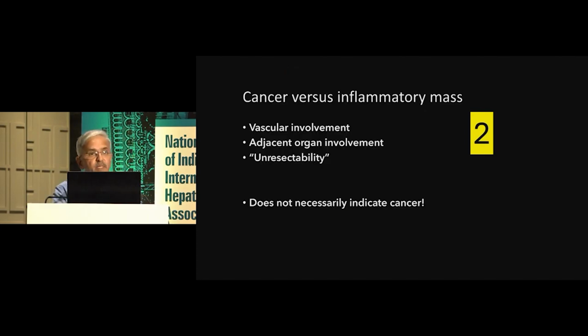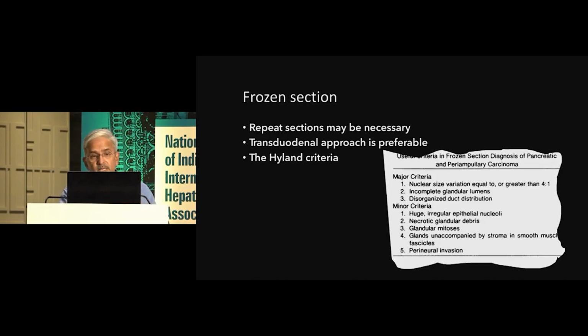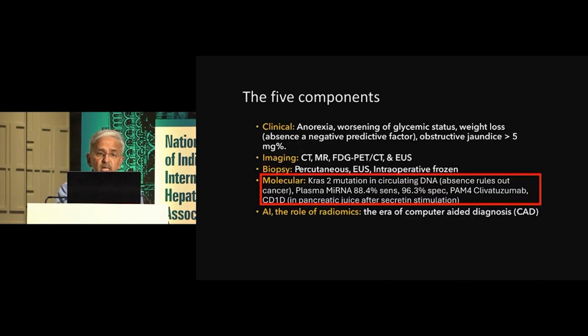Also, the biggest conundrum is that vascular involvement, adjacent organ involvement, and unresectability could well be signs of cancer, but they need not be in chronic pancreatitis. They could actually indicate cancer or chronic pancreatitis. Frozen section is being used more and more. Repeat sections may be required. A transduodenal TrueCut kind of biopsy or bioptic gun is advisable. And generally, they still follow the age-old Highland criteria, and I'm always worried whether they're giving me the right diagnosis.